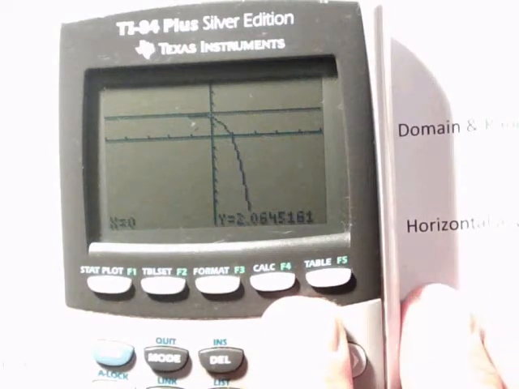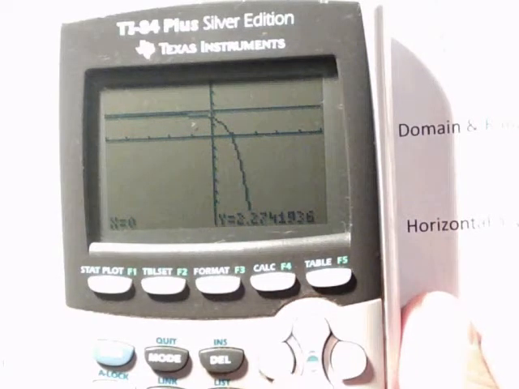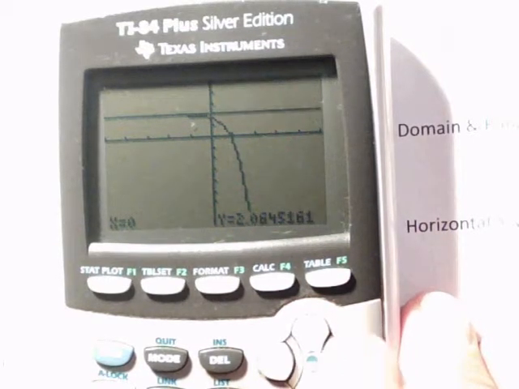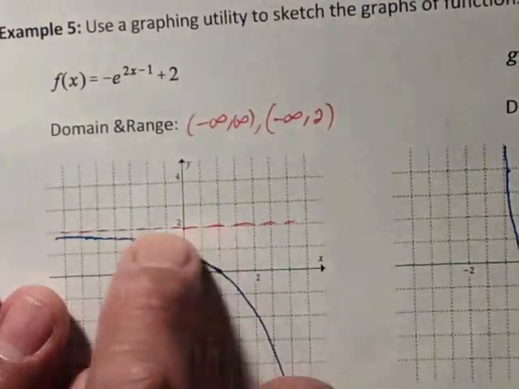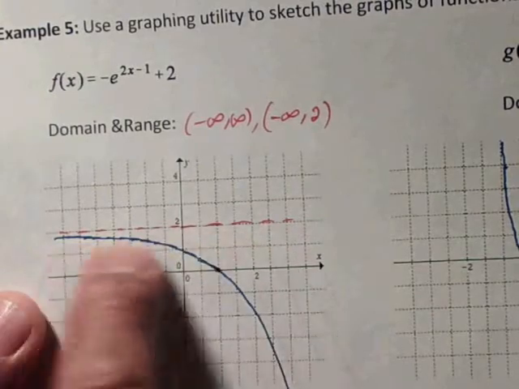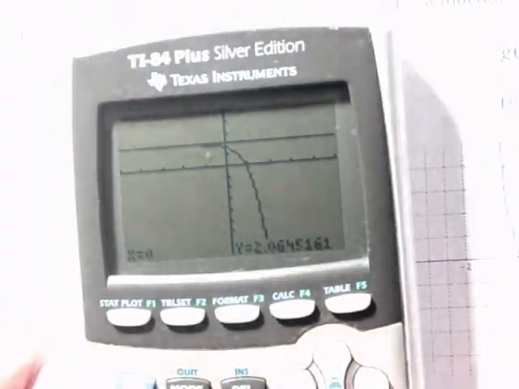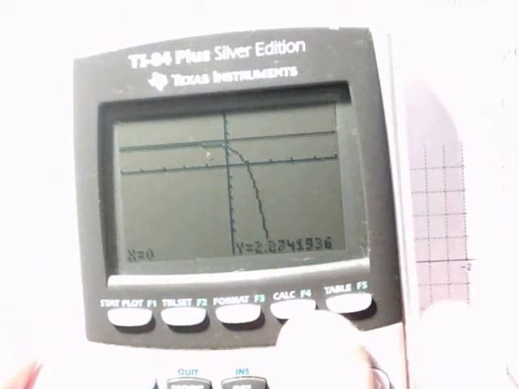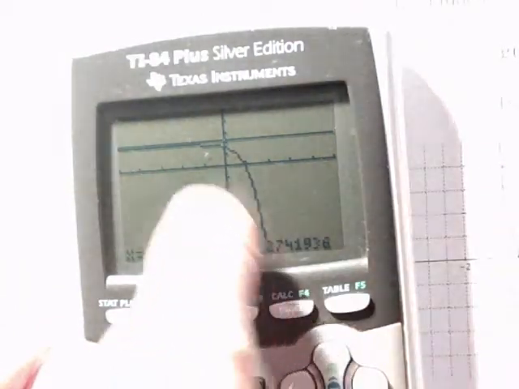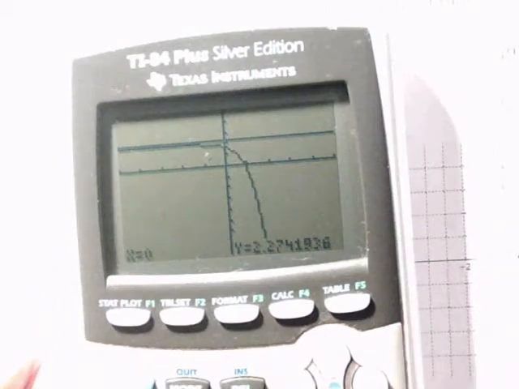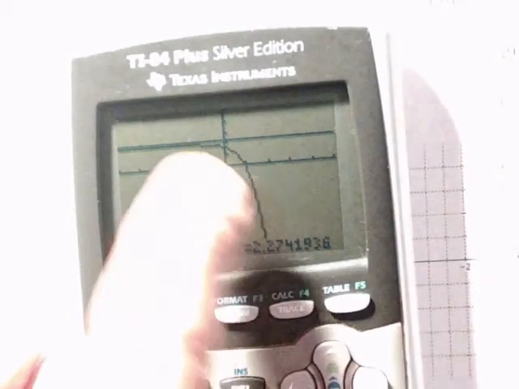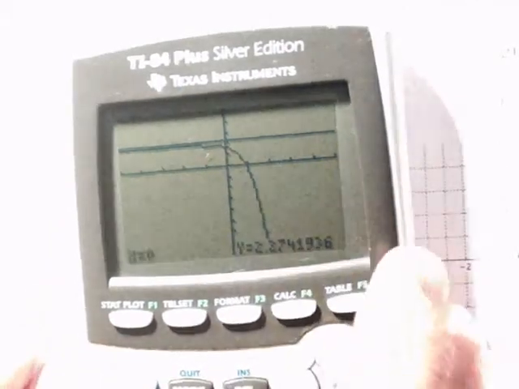You see, about 2.08, about 0.2. See, and level off at 2. So what I did here, then I drew a horizontal line at 2. That's your horizontal asymptote, and kind of mimic my graph. Similar.